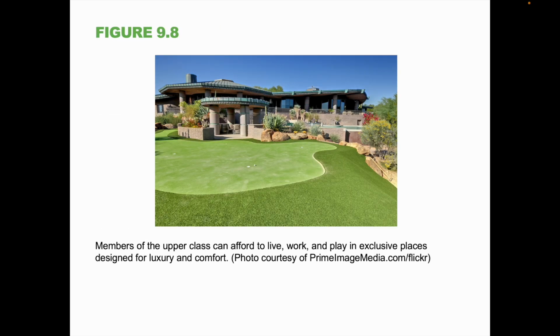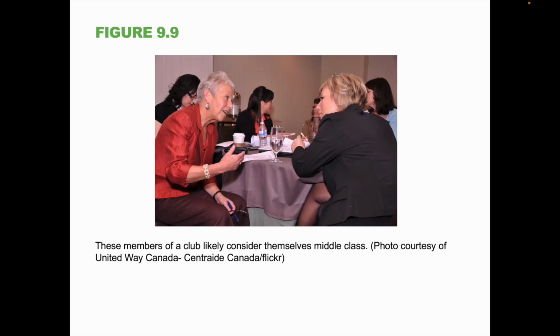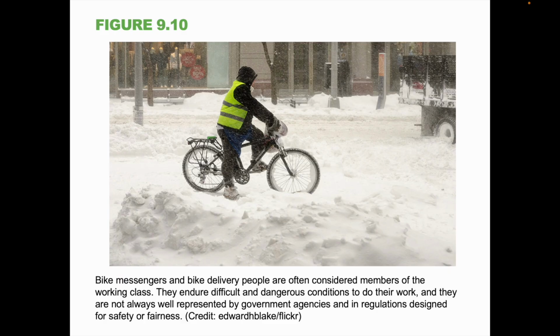Figure 9.8. Members of the upper class can afford to live, work, and play in exclusive places designed for luxury and comfort. Figure 9.9. These members of a club likely consider themselves middle class. Figure 9.10. Bike messengers and bike delivery people are often considered members of the working class. They endure difficult and dangerous conditions to do their work, and they are not always well represented by government agencies and in regulations designed for safety or fairness.